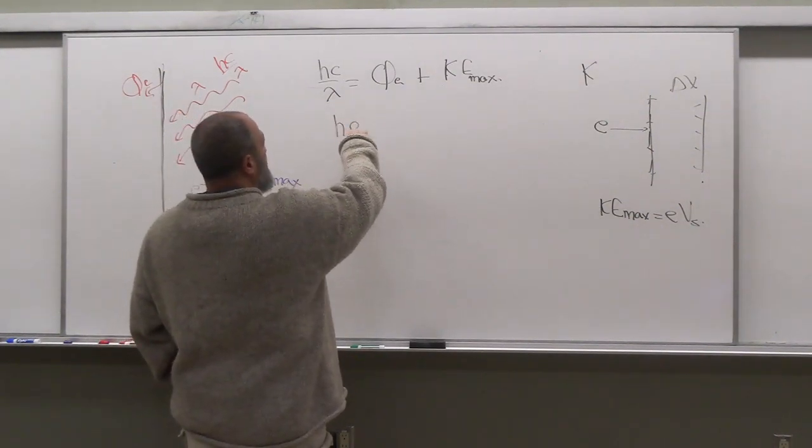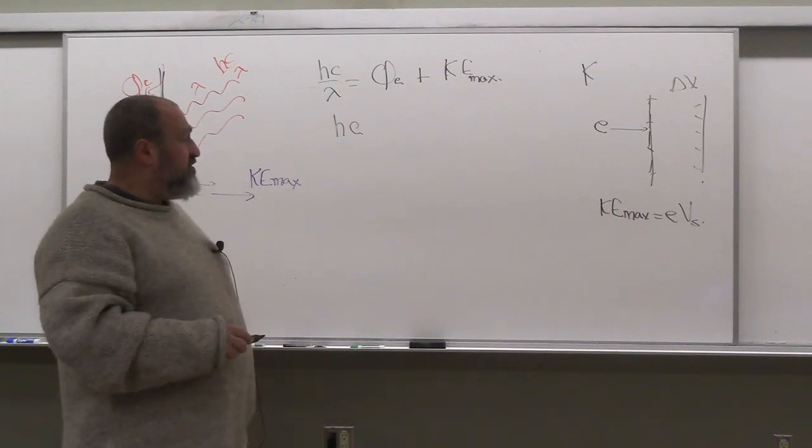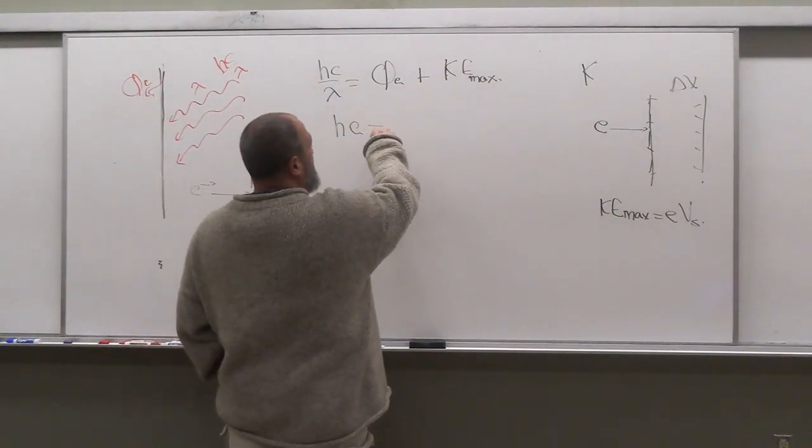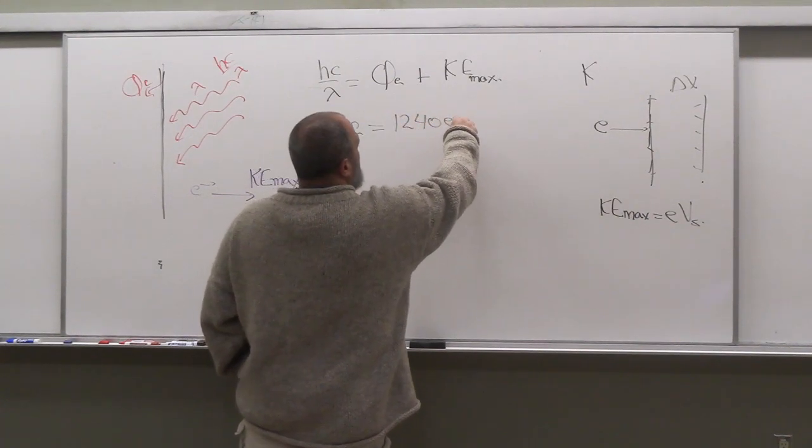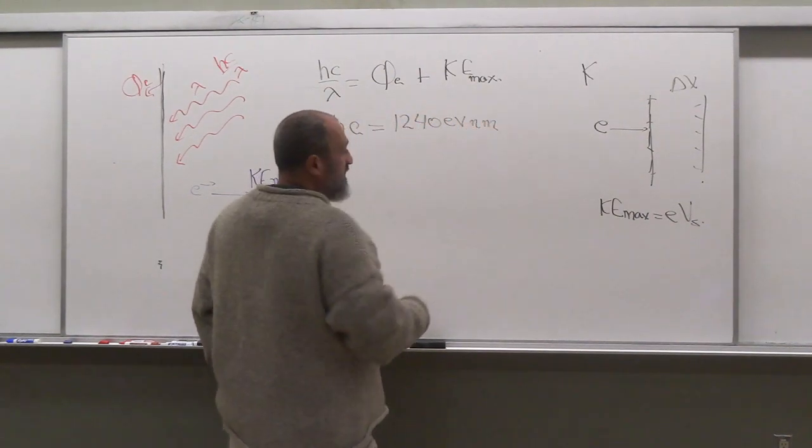hc. Okay, h was this messy 6.6 times 10 to the minus 34. hc in this system of units, the eV nanometer system of units, is an easy number: 1240 eV nanometers. Okay, all right.